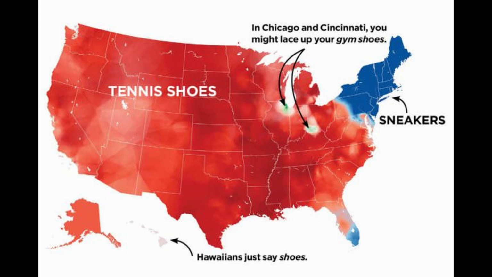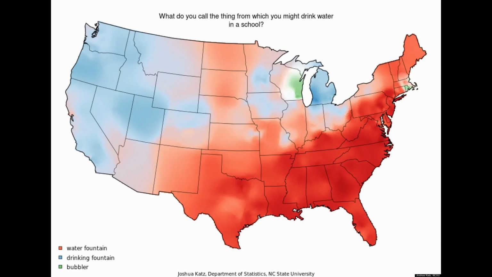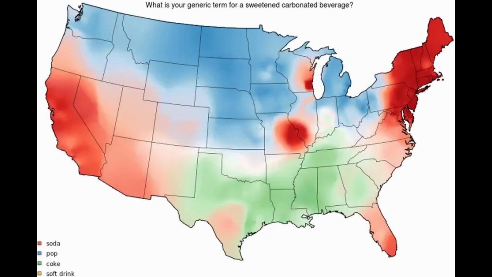Oh, what do you call these? Sneakers. Wrong. Oh sir, what about these? Fireflies. A little bit wrong, sir. Final one. What do you call this little thing? A bubbler. Wow, look at this little schmuck. Why? Looks like we have a lot of fixing to do.